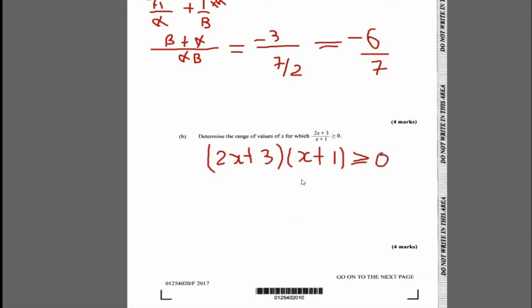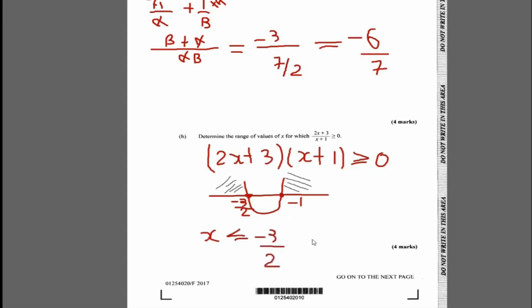Once we get to this stage, we're nice. You can just sketch a quadratic to see what is happening. The roots would be minus 1 and minus 1.5. This is minus 1, and this looks like minus 3 over 2. And they want the portion of the graph that is greater than or equal to 0, which is this region. And so what's the solution? The solution then is x is less than or equal to minus 3 over 2, or x can be greater than or equal to negative 1. That's the solution. Nice and easy.